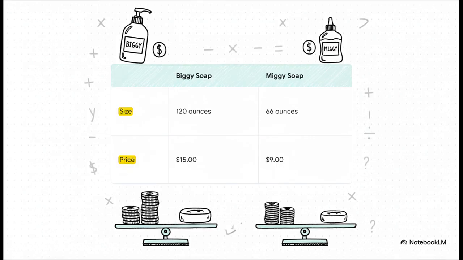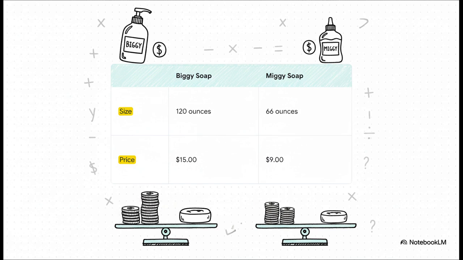This language is also super useful for everyday decisions. I mean, we've all been here. You're standing in the store, staring at the shelf, faced with a choice. Biggie soap gets you 120 ounces for $15. But Miggy soap is cheaper, only $9, but you only get 66 ounces. How do you know which one is actually the better deal?